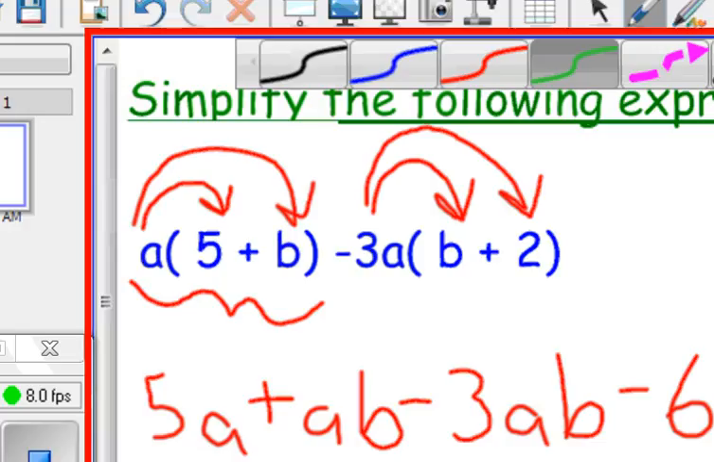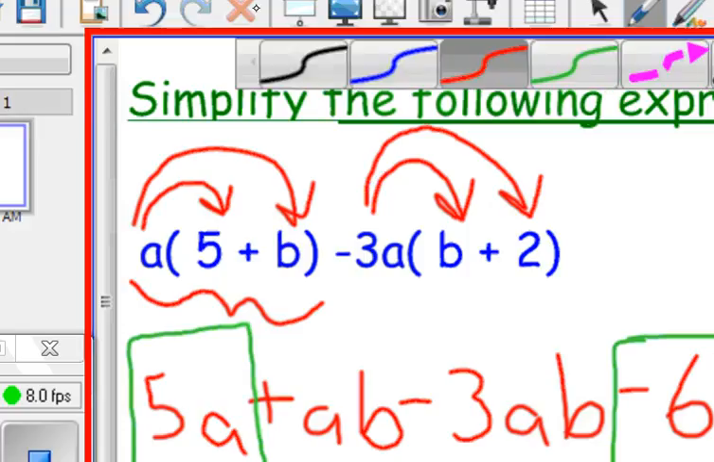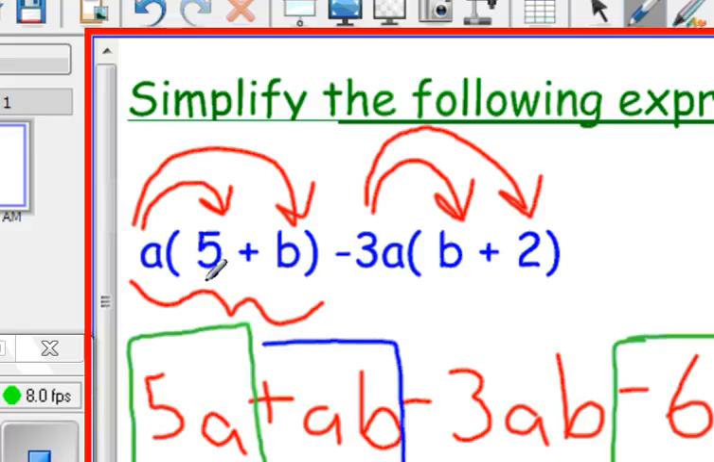So if we look at 5A, for example, I'm going to put a box around this. We have to determine if there are any others that have just an A, which we do over here. And what I do is I like to color code them, and I like to put specific shapes. That way you know that the green blocks go together. Then I jump to, let's grab the blue, AB. Well, I have a plus AB here, and then I have a minus 3AB here. So now you can easily see what's going to be combined together.